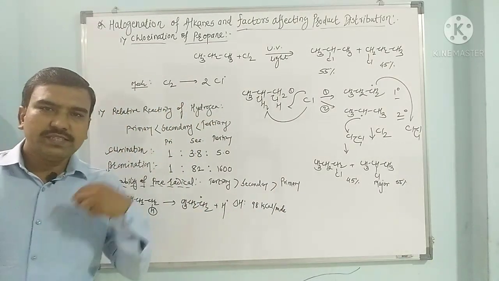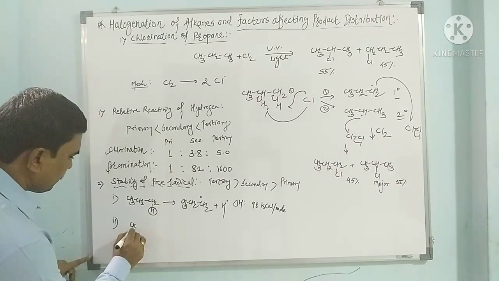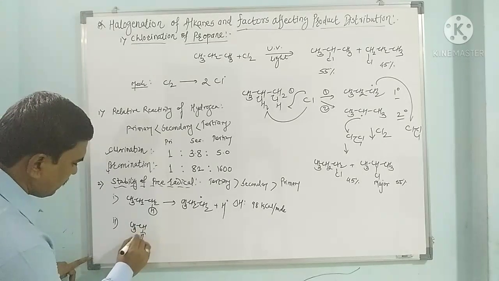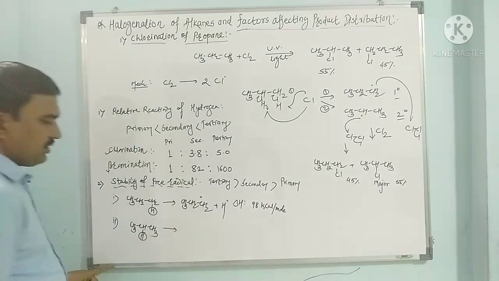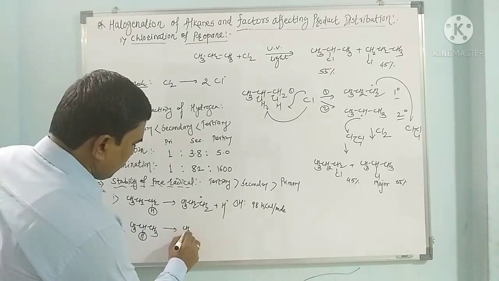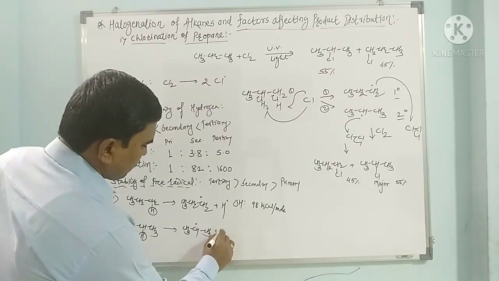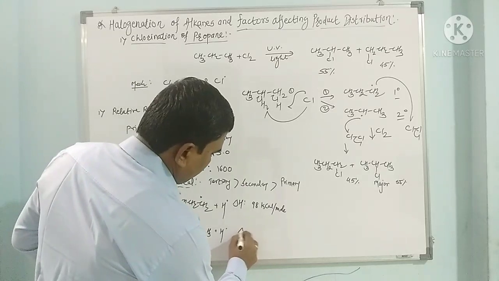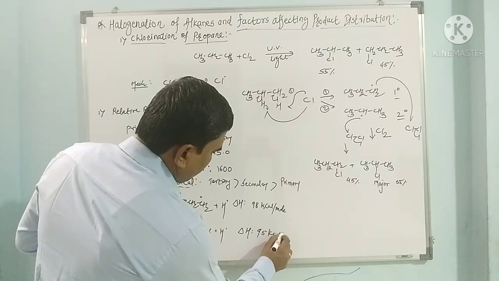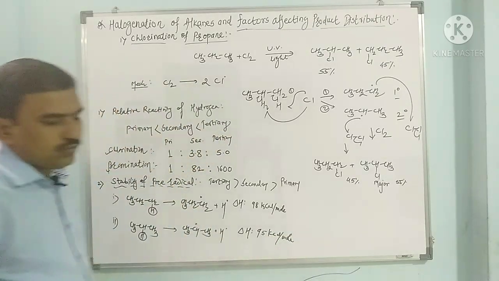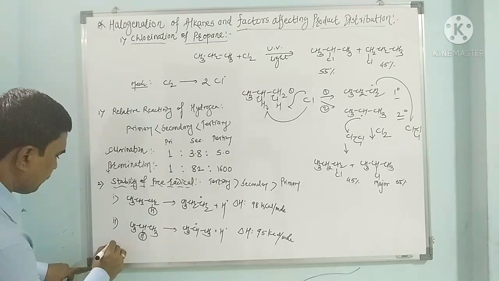But if we see the secondary proton, here the secondary proton in CH3CH2CH3, when this proton is lost, then we get the CH3CHCH3 radical plus this hydrogen radical. Then its enthalpy is plus 95 kilocalories per mole.